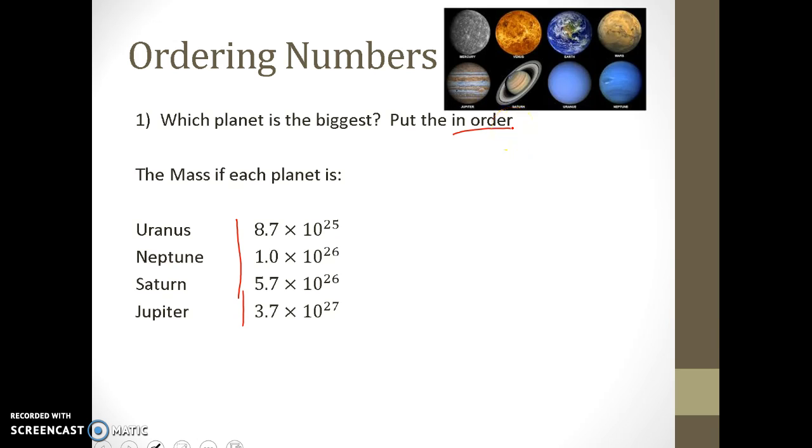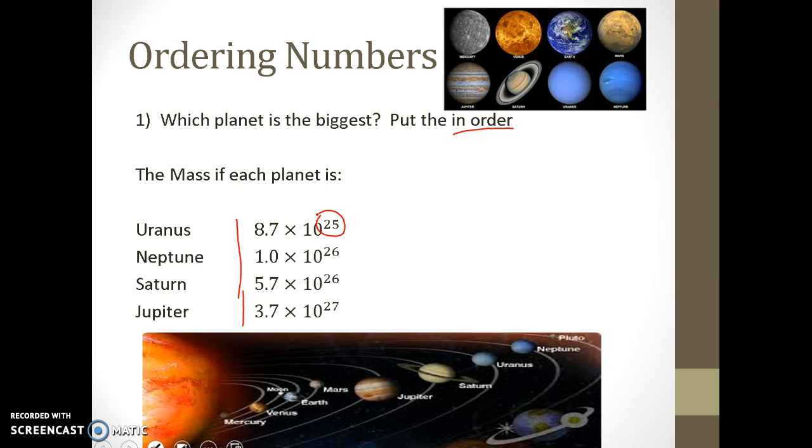And so the first thing that we're going to do is look at the exponent that they have. The bigger the exponent, the bigger that number is. And we can see that 25 is the smallest. And so the smallest planet here is the 8.7 times 10 to the 25th. So when we put these in order, the smallest one is going to be Uranus. And I'm just going to put a 1 down here because that's the smallest.